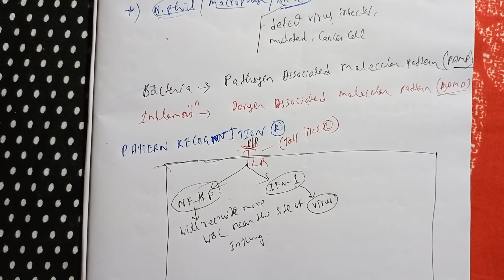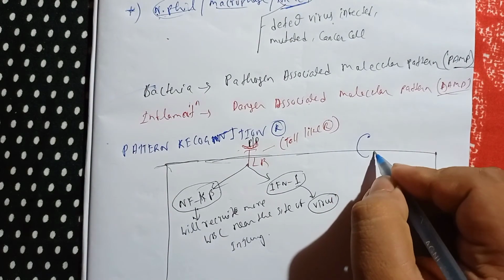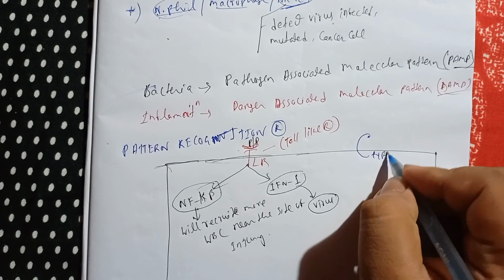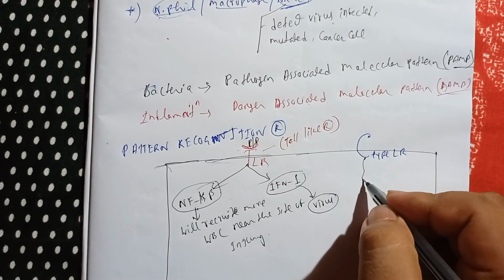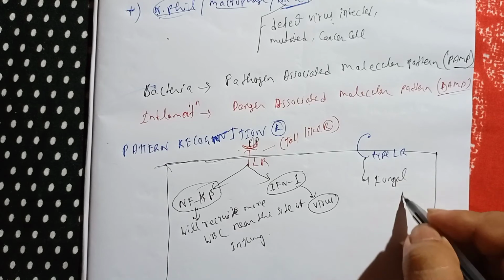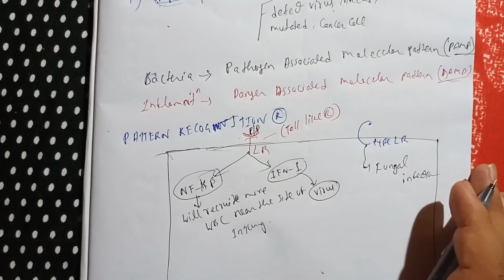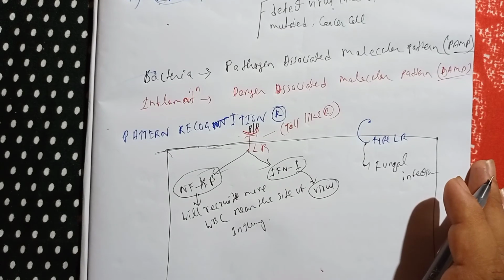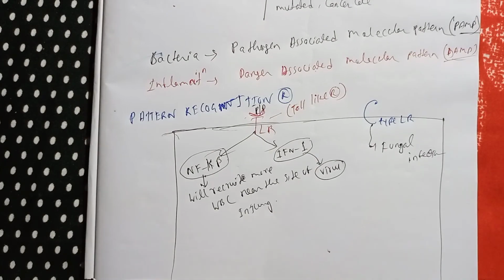Now we have one more receptor called the C type lectin-like receptor. Their main function is to act against fungal infection. Against the fungal infection they will act. Now we have the cytoplasmic receptors.